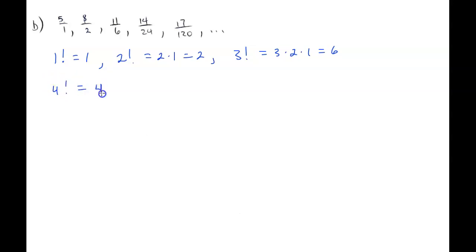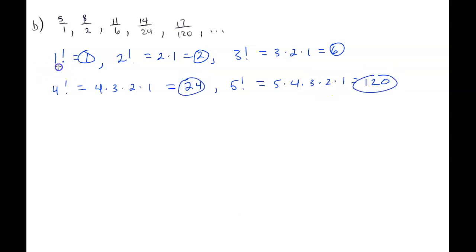4 factorial is 4 times 3 times 2 times 1, which if we multiply all that is just 6 times 4, which is 24. 5 factorial is 5 times 4 times 3 times 2 times 1, which is basically the same as 24 times 5, and that'll give us 120. Okay, so you see how we have 1, 2, 6, 24, and 120 for the first 5 numbers in the factorial sequence.